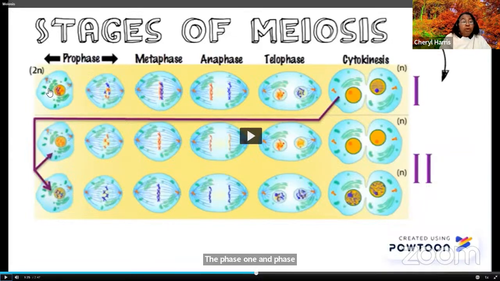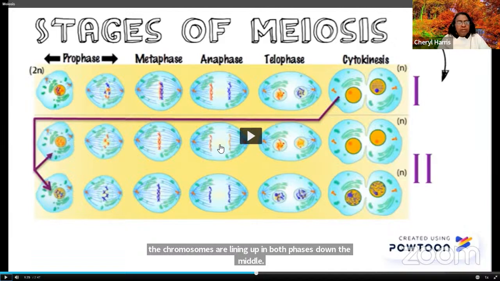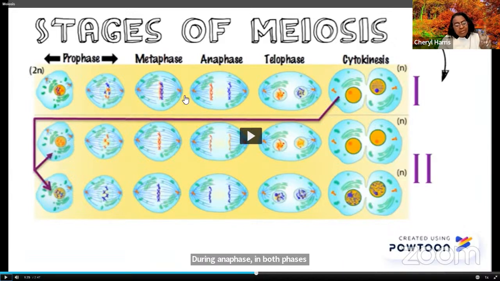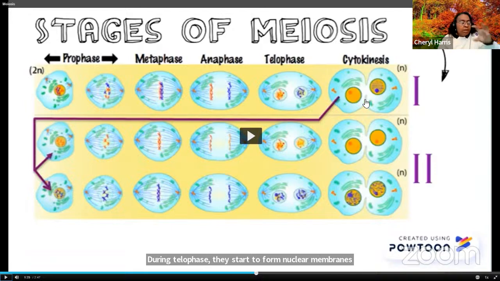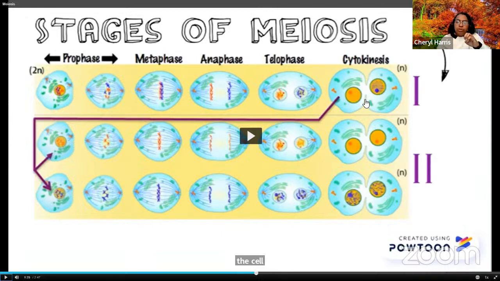During prophase, we're still getting ready and the nuclear membrane is disintegrating. During metaphase, the chromosomes are lining up in both phases down the middle. During anaphase, in both phases, they're being pulled apart. The difference is the number of chromosomes. During telophase, they start to form nuclear membranes again around each set of chromosomes. And during cytokinesis, the cell actually divides and creates two new cells.